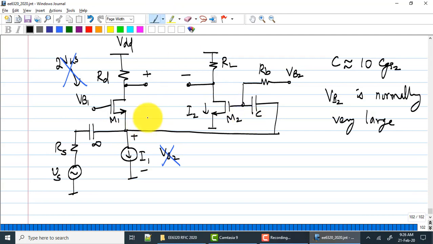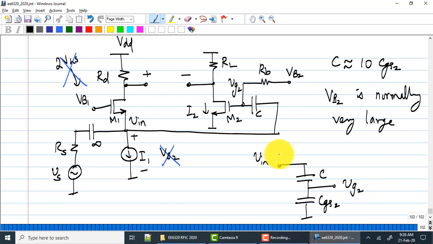If this is Vin and this is VG2, and of course you happen to have a large RB here. For all practical purposes, RB should be chosen so large that across the bandwidth of operation it is extremely large, so that it does not affect it. What does that mean? There is a lower limit caused by RB.